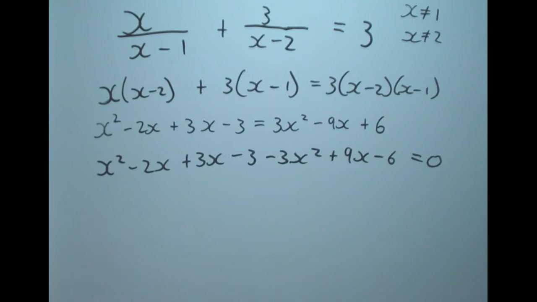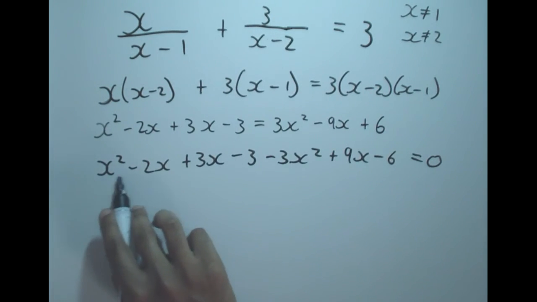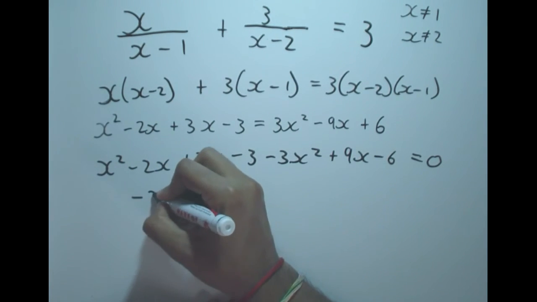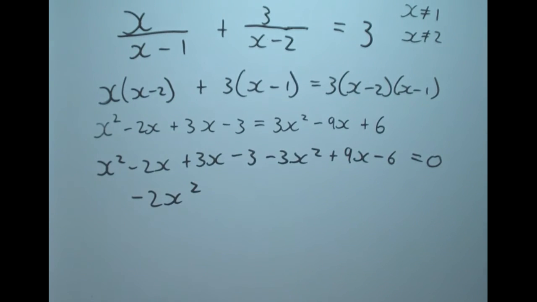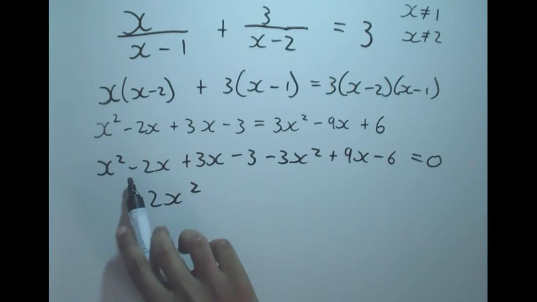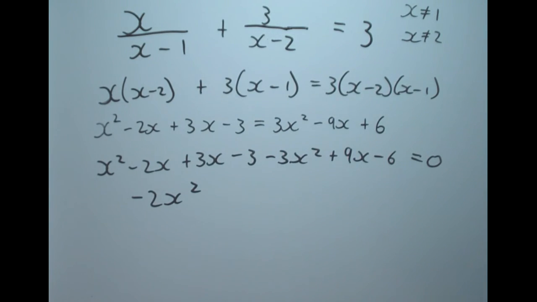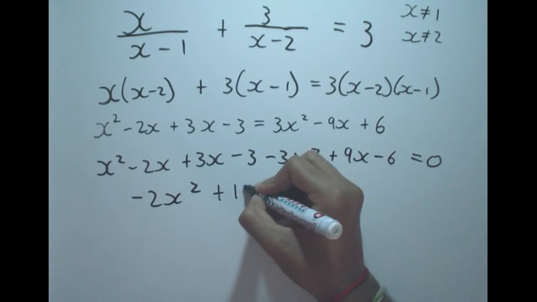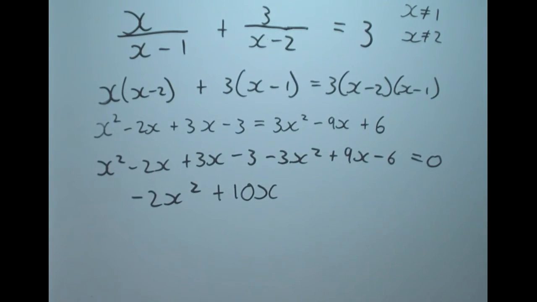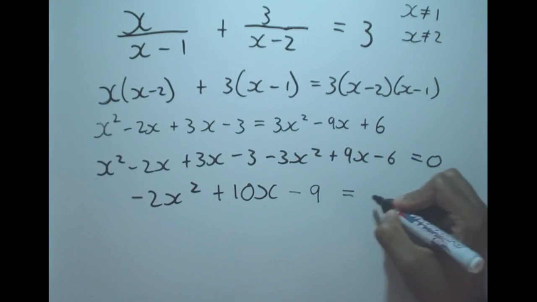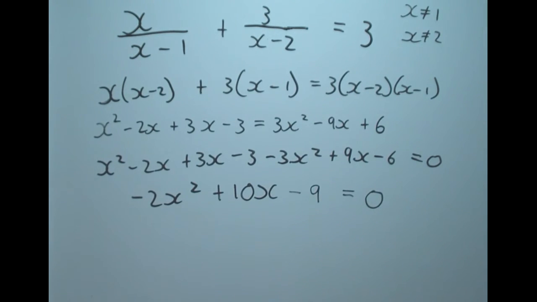Now I add like terms, so I look for all the x squareds. I have 1x squared and I have a minus 3x squared, so I end up with a minus 2x squared. Let's look at the x's. I have a minus 2x plus 3x plus 9x. So I have positive 10x. So let's look at our constants. We have a minus 3 and a minus 6. We have minus 9 is equal to 0.